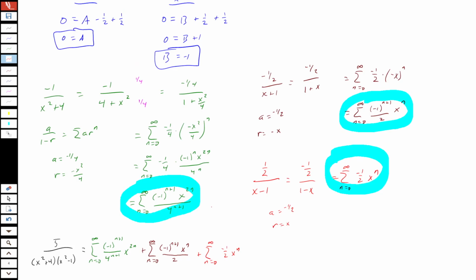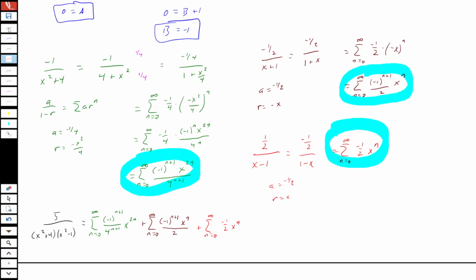If I write out what the terms would look like, for this first one, when n is 0, I get my constant, so a negative 1 over 4, and x to the 0. And then for my next power, when n is 1, I'll have a positive 1 over 4 squared, x squared, and then a negative 1 over 4 to the third, x to the fourth, and so on. These other ones have every single power of x.